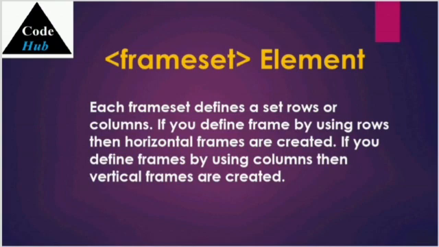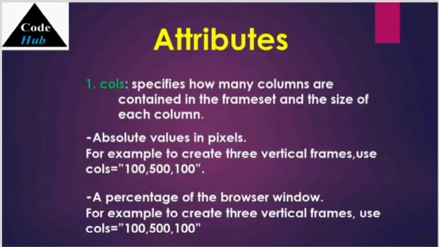The frameset tag element consists of the attributes which are as follows. Cols specifies how many columns are contained in the frameset and the size of each column. You can specify the width of each column in one of four ways. Absolute value in pixels. For example, to create three vertical frames, use cols 100, 500 and 100 pixels.